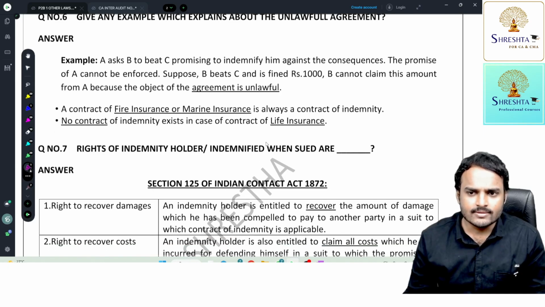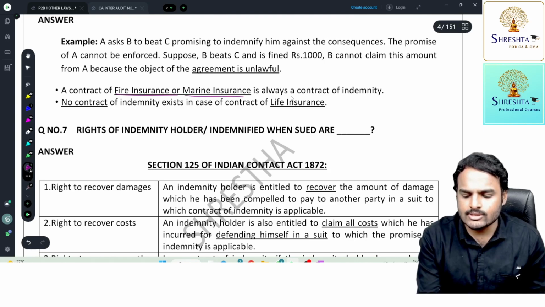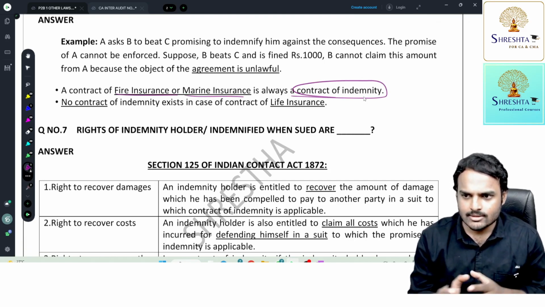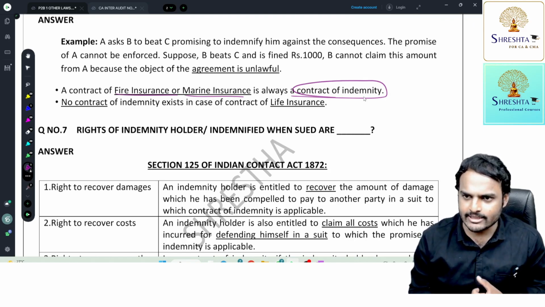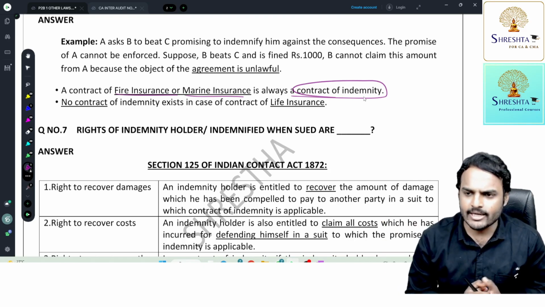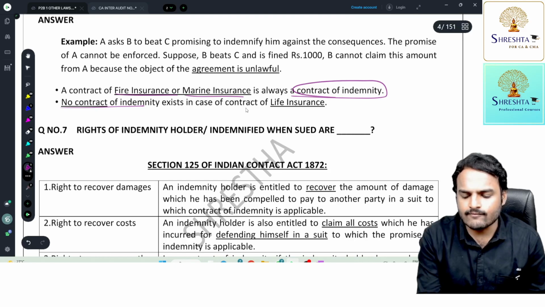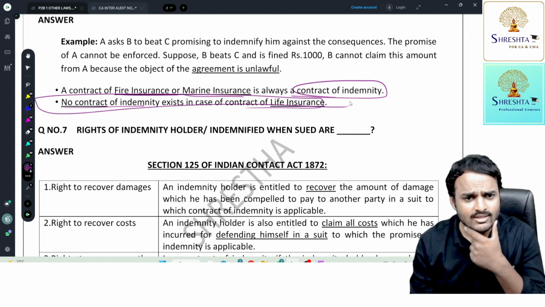Okay. Is it clear? Next, a contract of fire insurance or marine insurance is always a contract of indemnity. And I told you, right? Natural calamities or something else, they are also treated as indemnity contracts only because of a Bombay High Court judgment. Next one, no contract of indemnity exists in case of a contract of life insurance. Yes, no life insurance contract.